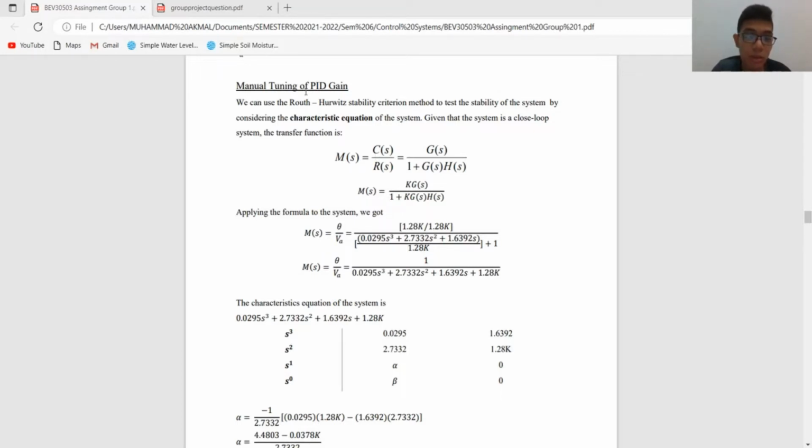Okay, so for the manual tuning, first we must use this formula to find the K. As you can see over here, we find the K, and then we get 1 over 0.0295 S power 3 plus 2.7332 S squared plus 1.6392 S plus 1.28 K. So you can see the characteristic equation of the system is 0.0295 S power of 3 plus 2.7332 S squared plus 1.6392 S plus 1.28 K. So from this equation, we can use the Routh-Hurwitz stability criteria method to find the value of K and to test the stability of the system.